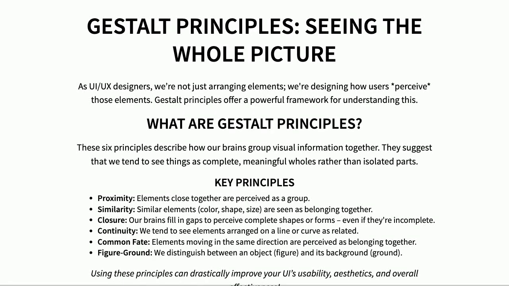Okay, let's talk about how our brains naturally organize visual information. These principles, called Gestalt principles, are super useful for UI/UX designers because they help us understand how users see and interpret the designs we create. Basically, we tend to group things together based on how close they are, if they look similar, or even if they're partially hidden. Our brains love to complete those shapes. It's about guiding the user's eye and creating a clear, intuitive experience.